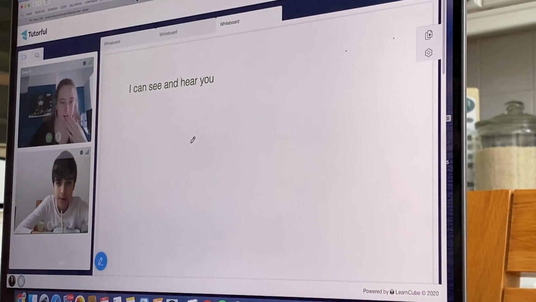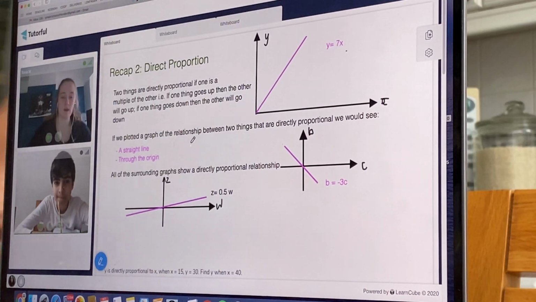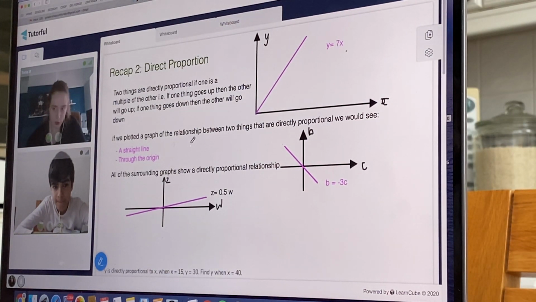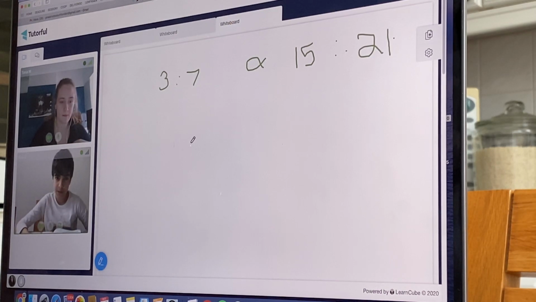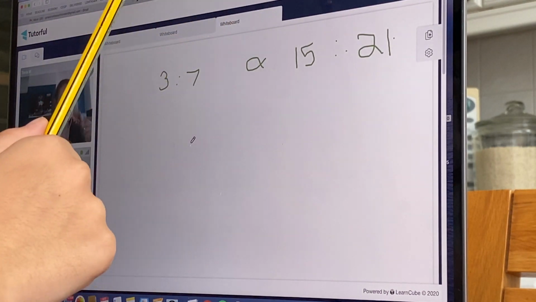Okay, so I'll just get rid of this for a sec. I don't know if you remember last time, direct proportion was all about when things were proportional. That was similar to ratios in the sense that it was all about things being multiples of each other. So for example, if I had a ratio 3 to 7, that is proportional to the ratio 15 to 21, because you have to multiply them by the same number.